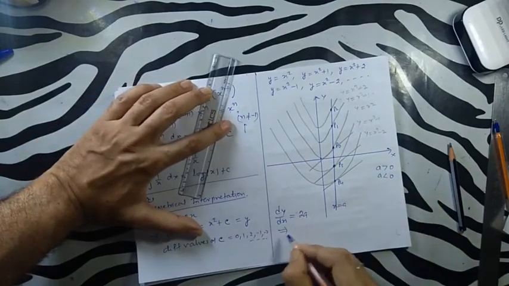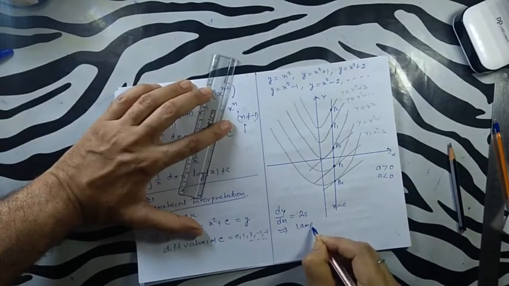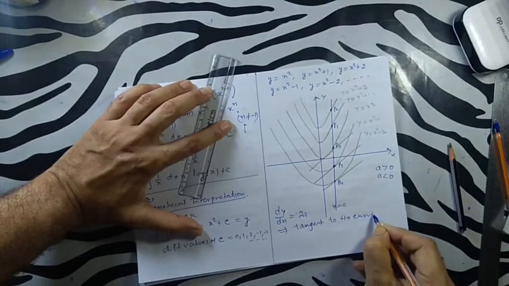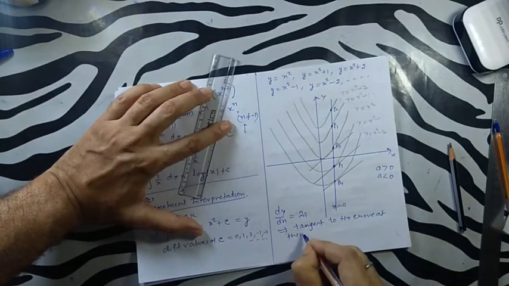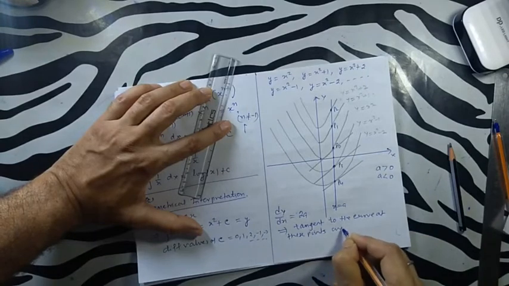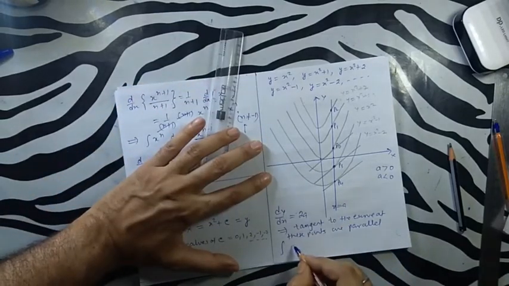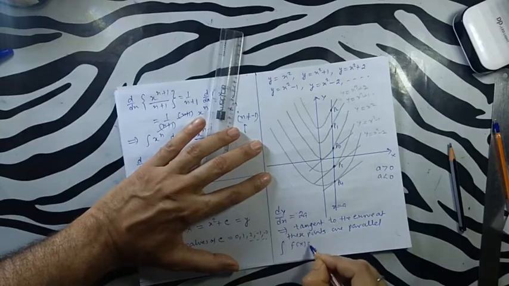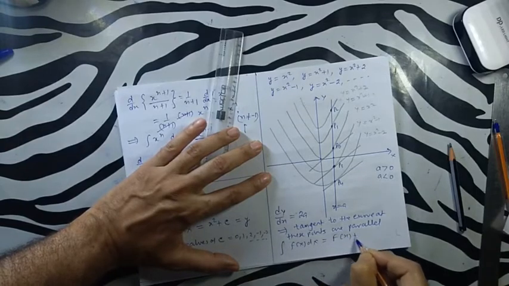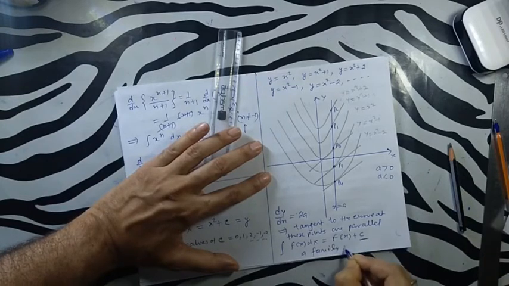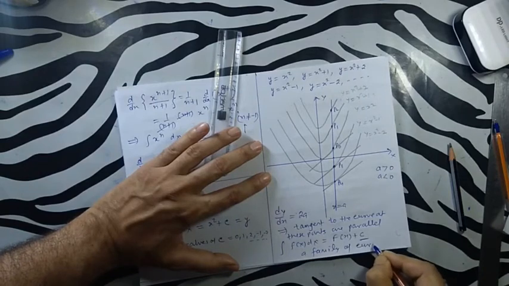So we can say that the tangents to the curve at these points are parallel, and it implies that the integration of f(x) dx is equal to F(x) plus c. We have different values of c, and we'll get a family of curves.